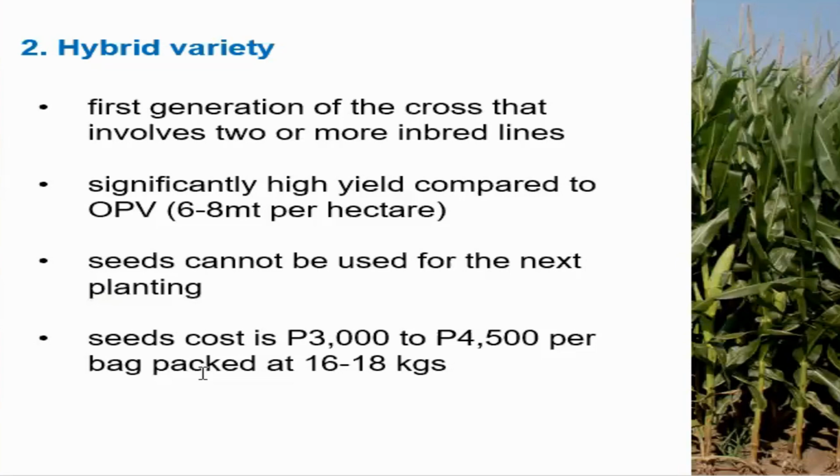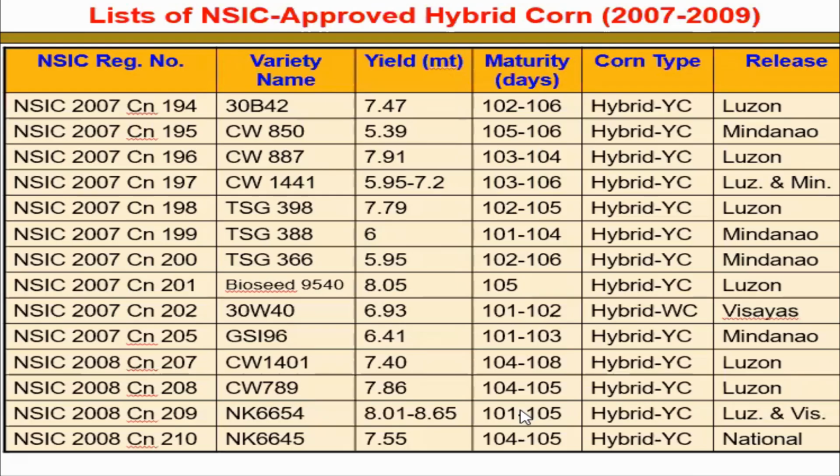The seed cost is lower compared to the stacked trait, but this is now only available for glutinous corn, sweet corn, and other corn types used for food, not for feeds. There are a lot of companies introducing this kind of seeds. Next, we have the hybrid corn, which is available in Mindanao.